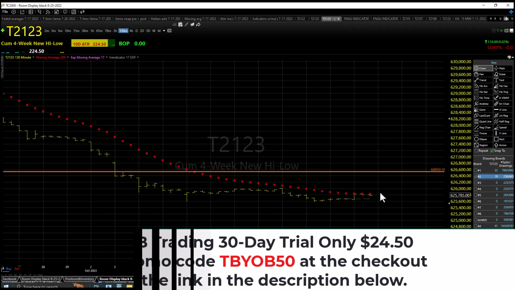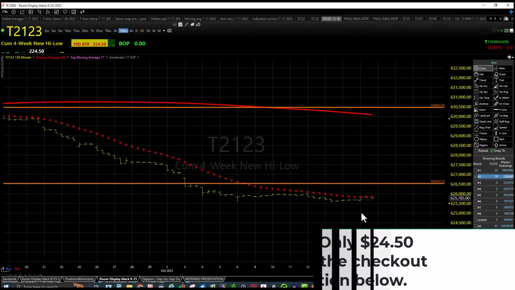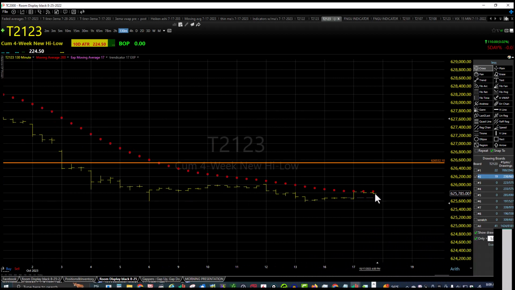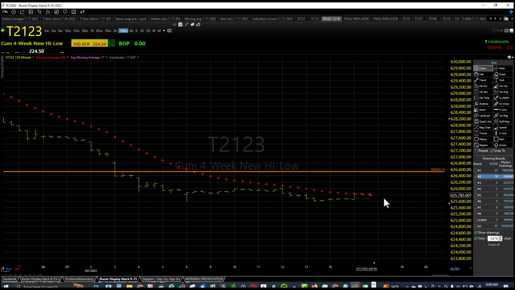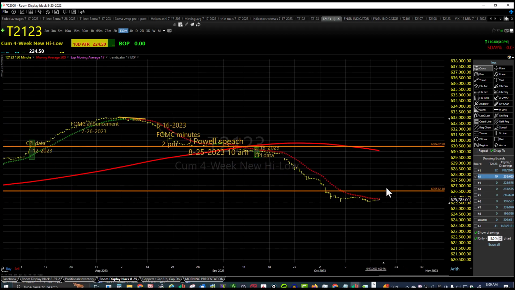T2123 is still red on the 3-bar chart, not quite green yet, but price has closed into the trend indicator. You can see there's no space between the trend indicator and price action right now on the 3-bar chart. So we might have a trend change coming up, since the IWM has entered an hourly uptrend.